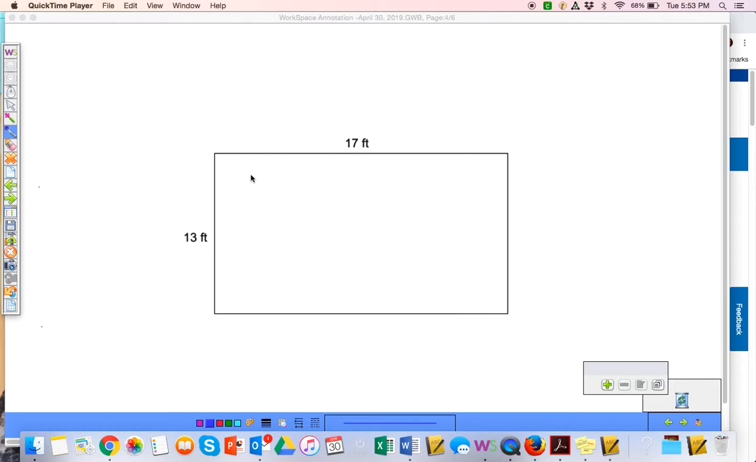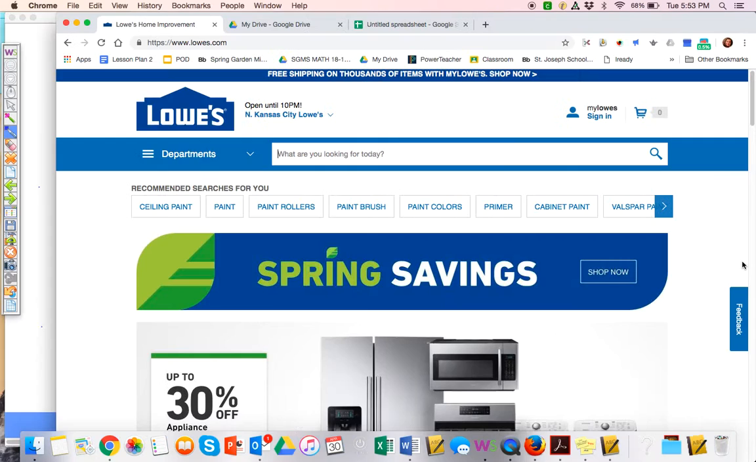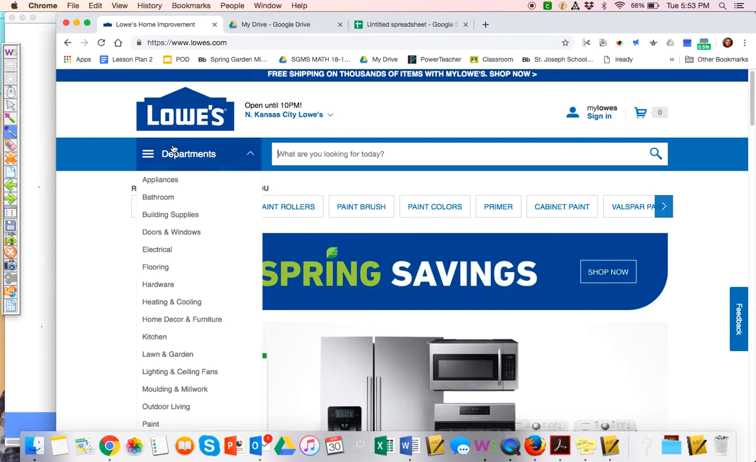So to do that, we do the length times the width. So we're going to do 13 times 17. So 13 times 17 is 221. So that means it's 221 square feet. So when I am looking at Lowe's or Home Depot or Menards for flooring, I'm going to go to flooring.